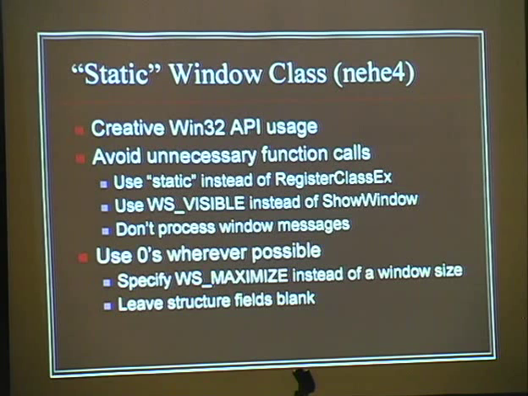Now we have to get into the realm of creative use of the Win32 APIs. Now this is probably going to be weird, but it works. For example, normally you register a window class and then use that window class to build your window. Now Windows has some built-in classes for things like buttons, edit text boxes, static controls. So we just use one of those as our window class instead. That saves a function call. Normally you call show window to show your window. Well, just use the visible flag.